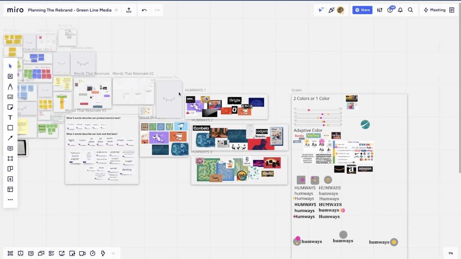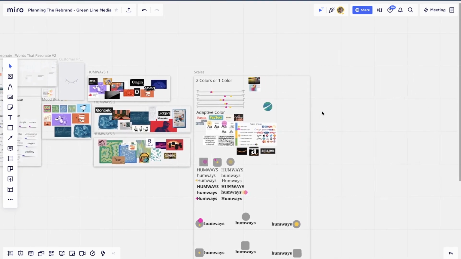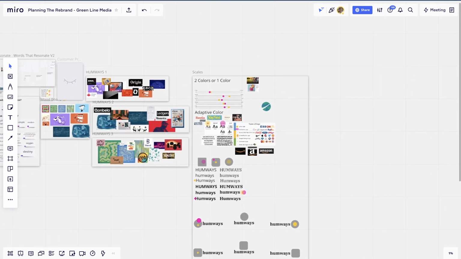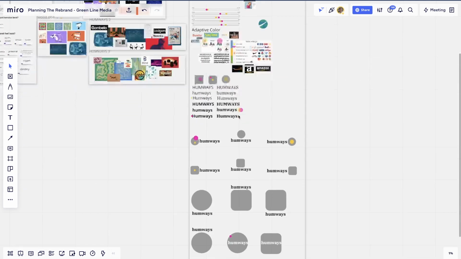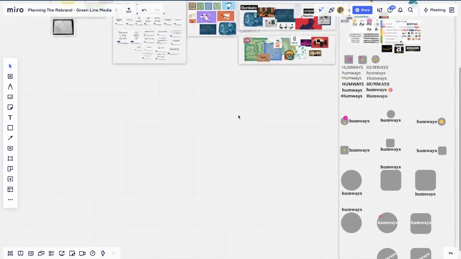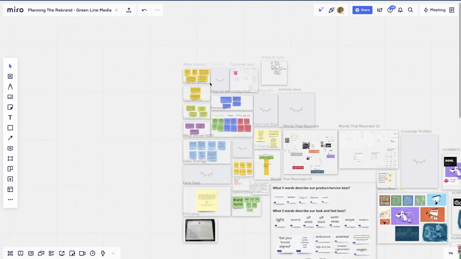And then as we move over here, you start to see these boards where we have some images just for inspiration. These are some of the other brands that we kind of looked at as inspiration. And then finally, we got to the point where we did a bit of voting here in Miro, and we came up with a silhouette for our logo. So let's start up here.